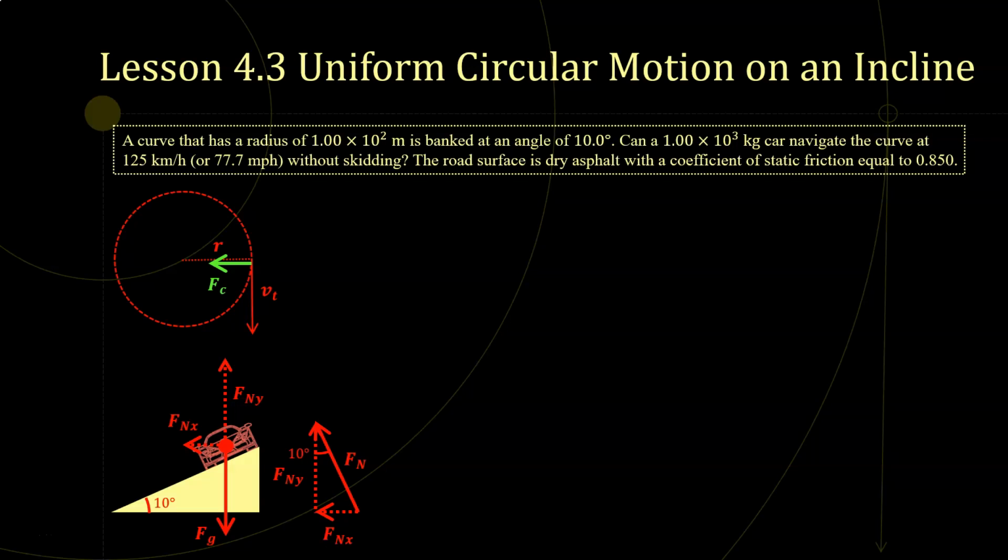However, if I'm going really fast for the curve, faster than I would naturally be going if there was no friction, then my friction force would have to be pointing down the slope, helping to apply more centripetal force toward the center of the circle. And that's the situation that we have going on here.